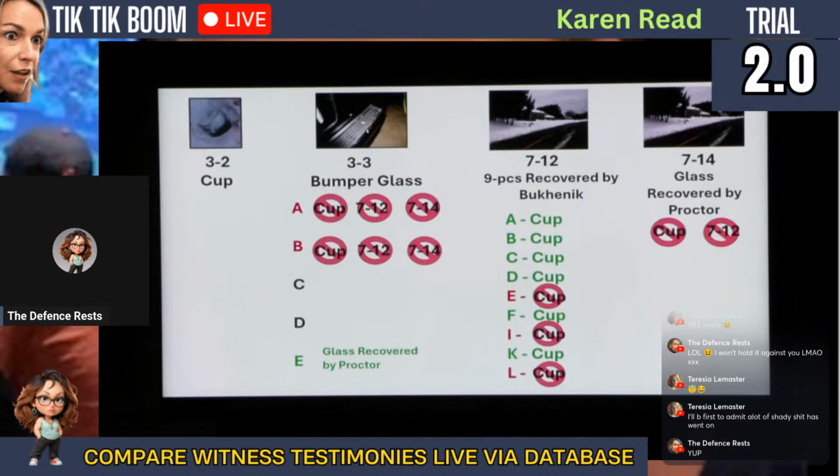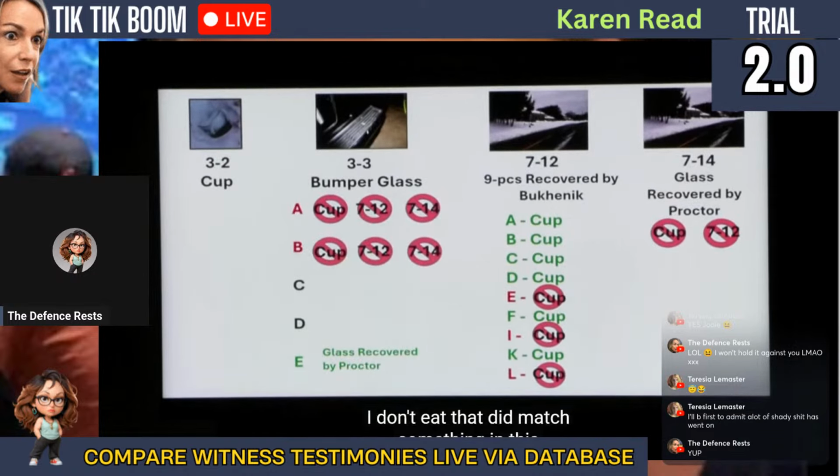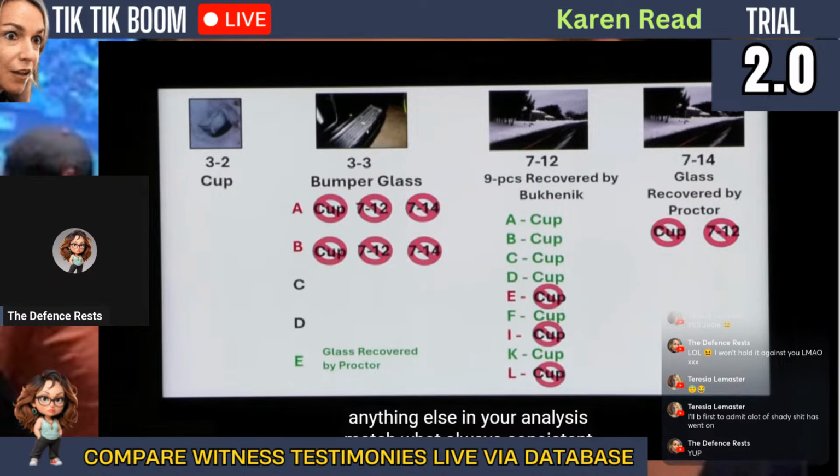Moving back to category 2, however, there was one thing, item E, that did match something in this series of categories. Isn't that right? Not a physical match, but instrumentally there was consistency. All right. And this is an item, the only piece of bumper glass to match anything else in your analysis.